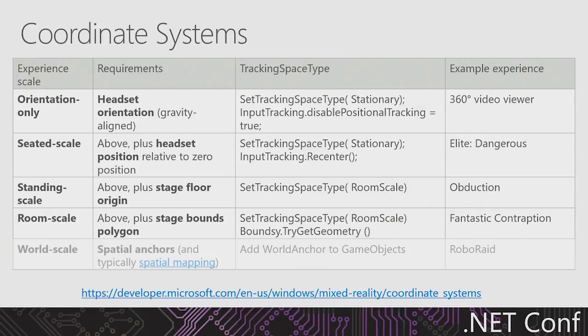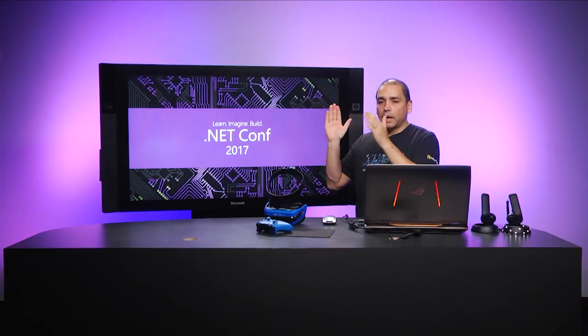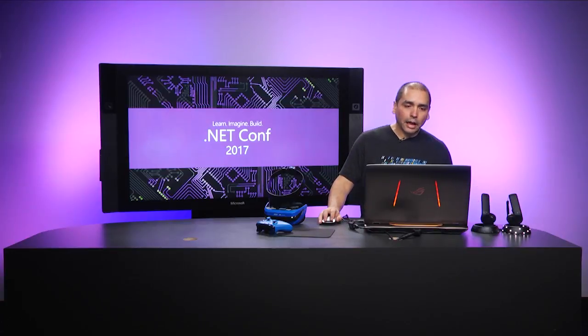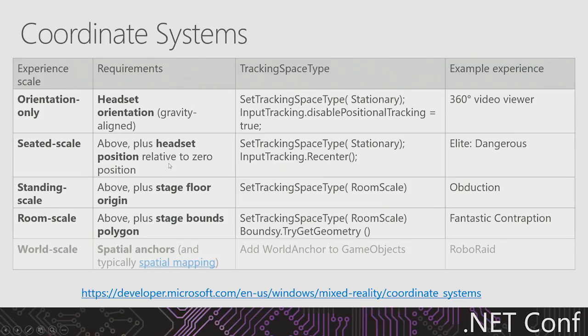For example, if I'm going to watch a 360 video, that would be orientation only. I can just set my tracking space type to stationary, and then I can just say disable positional tracking. That means don't even track if my head moves up and down or anything like that. That way you don't move the camera, and all you're doing is moving the camera as I rotate back and forth, right?